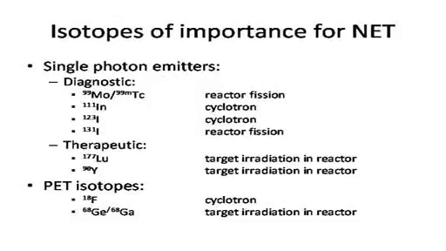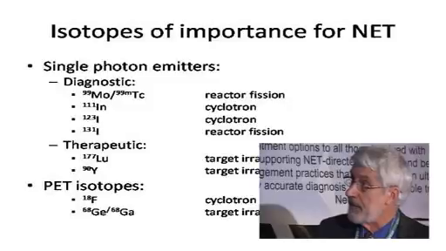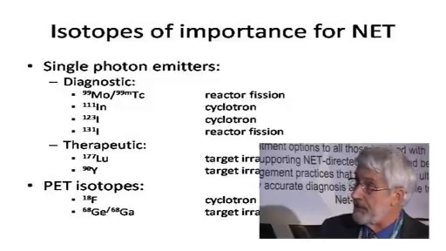For those of you who are interested in neuroendocrine tumors, you can see there are quite a number of isotopes that we're interested in, and we need a combination of reactors and cyclotrons.